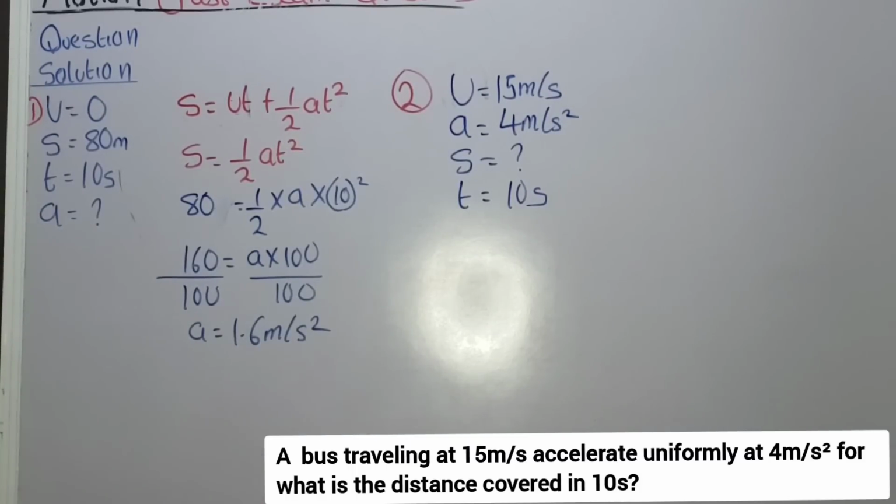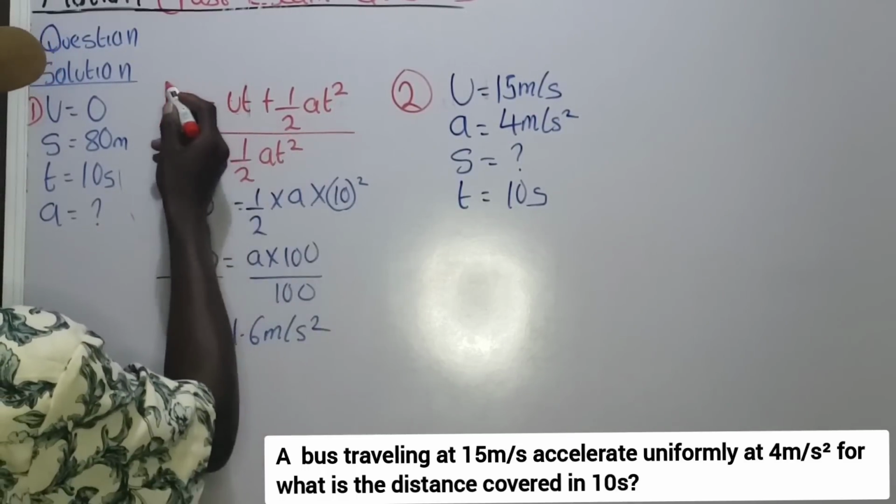So with respect to the given parameters, how do we calculate the distance? Which of the equations of motion are we going to use? We're going to use the second, and in using the second, we can easily determine the distance covered in 10 seconds. This is the second equation of motion.